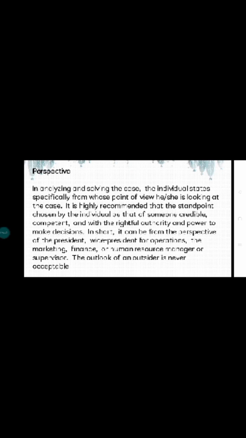So, when analyzing and resolving a case, it is important to specify the perspective from which the analysis is conducted. The chosen standpoint should be from a credible, competent individual with the authority to make decisions, such as the president, vice president, or manager in operations, marketing, finance, or human resources. The perspective of an outsider is not acceptable.